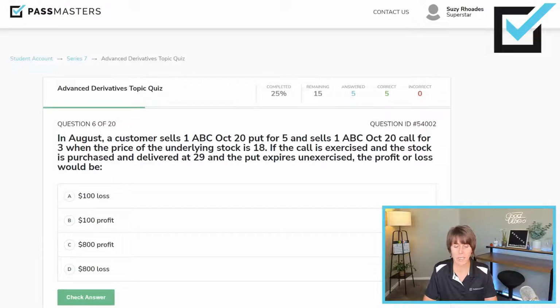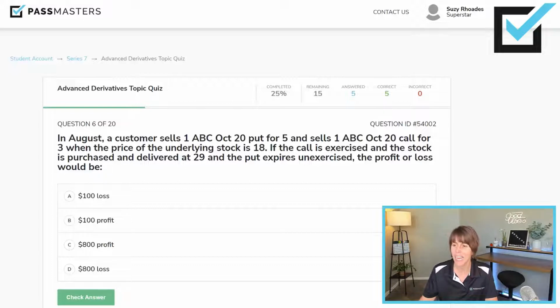In August, a customer sells one ABC October 20 put for 5 and sells one ABC October 20 call for 3. Sells a put, sells a call. We have a short straddle, same underlying security, same expiration, same strike, when the price of the underlying stock is 18. If the call is exercised and the stock is purchased and delivered at 29 and the put expires unexercised, the profit or loss would be what?